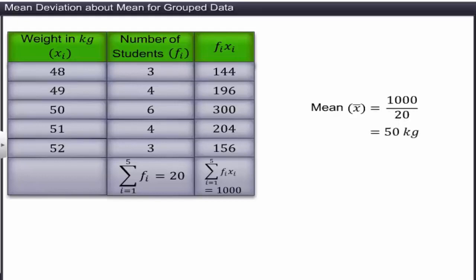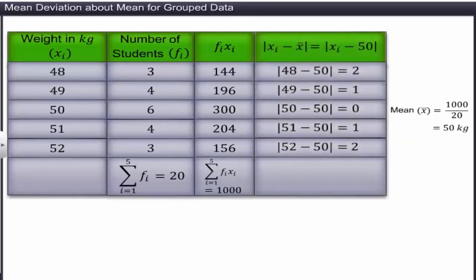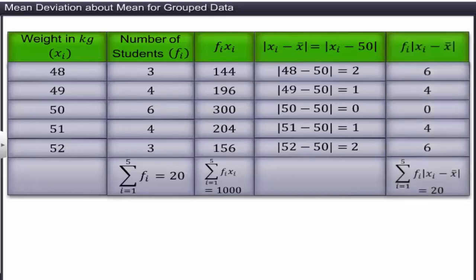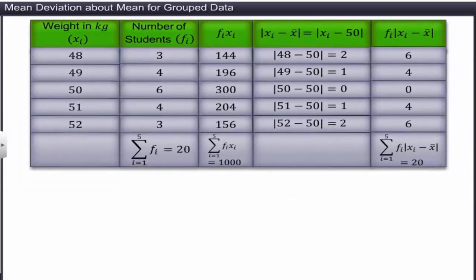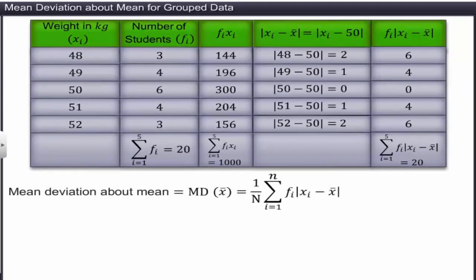Let's find the modulus of deviation of each observation from the mean. Now, we'll find the sum of the products of the deviations of the observations and the frequency concerned, which is equal to 20. Therefore, the mean deviation about the mean is equal to 20 divided by 20, which is equal to 1.